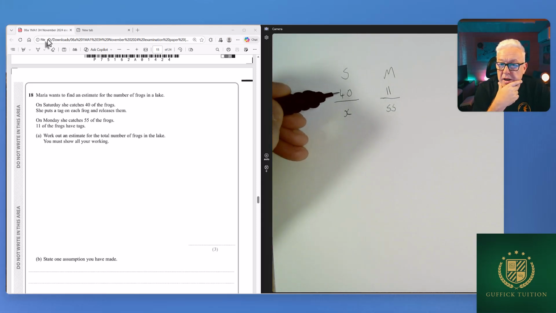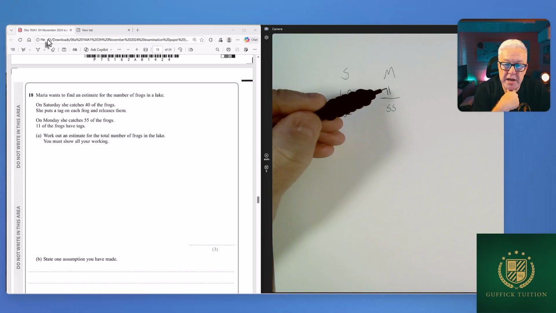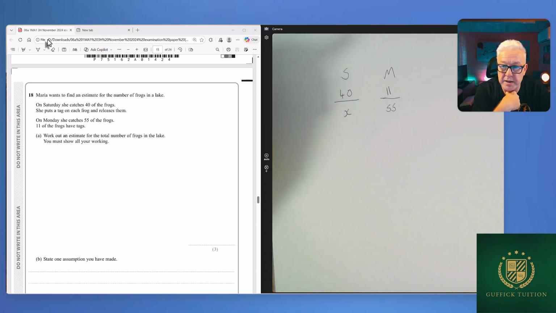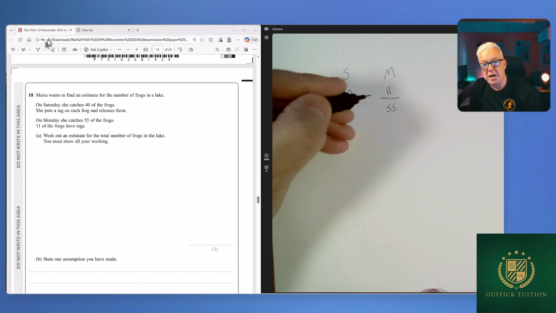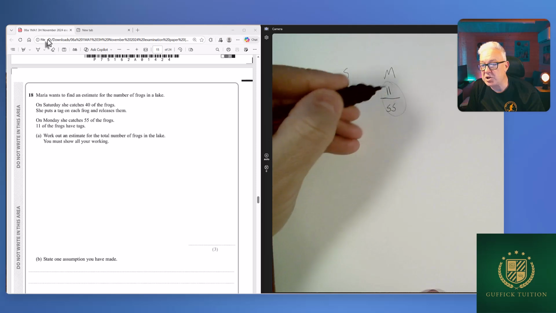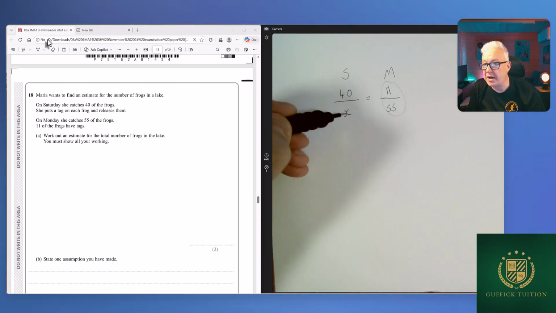So that's our sample size. That's the total number of frogs in the lake. That's the recapture number of frogs that had a tag, and that's the number of frogs in the second sample. Now what we can do is assume that this is a representation of the proportion of the frogs in the lake. So that over that is the same as that over that.